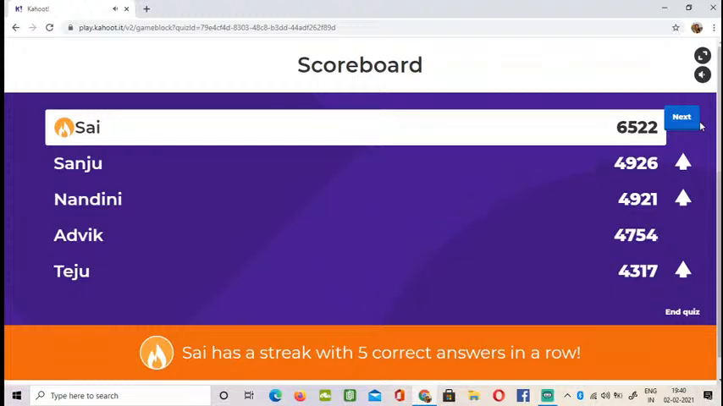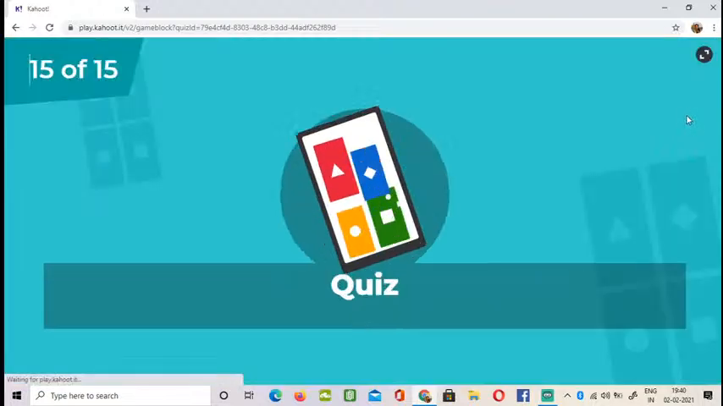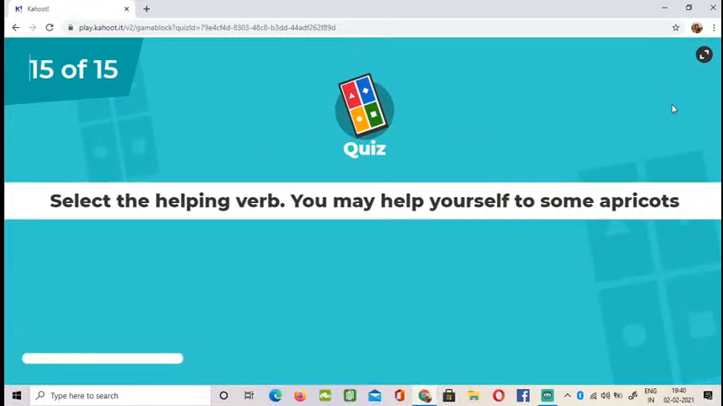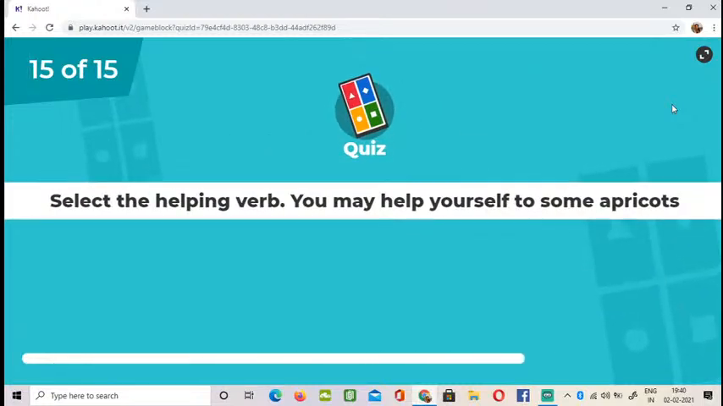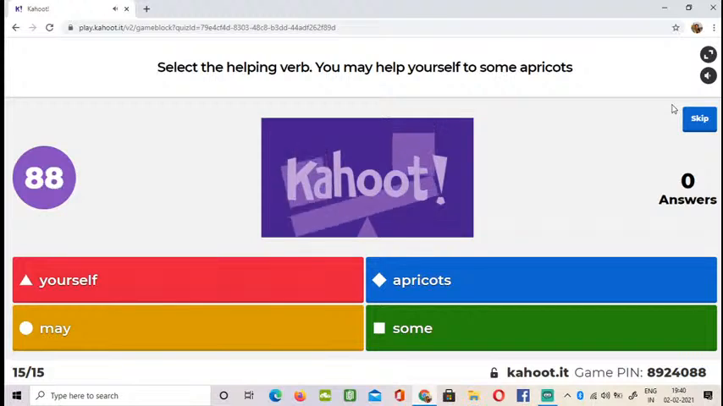Okay, there is a change in the scoreboard: Sanju is in the second, Nandini is in the third, and Advik and Tejo are in the fourth and fifth positions, and still Sai is in the first and he's having the answer streak of 5. That's very good. So let's see this next question now. Here also you should select the helping verb. You may help yourself to some apricots.